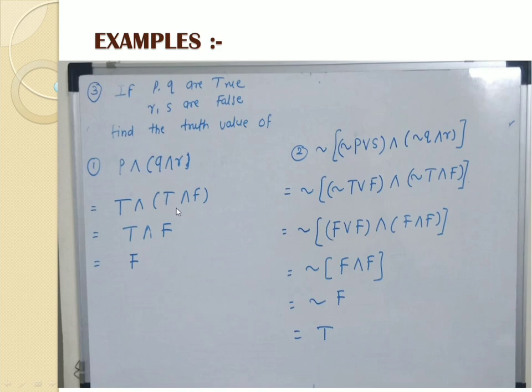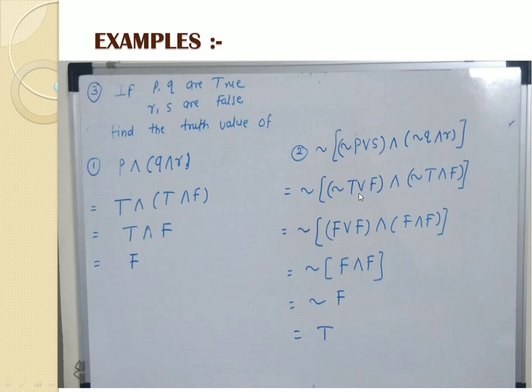Now first we solve the bracket. So T and F, and means conjunction. So using the property of conjunction, it is F. So T and F is equal to F. Next example: negation of (negation of P or S) and (negation of Q and R). Again we have to solve the brackets first, negation symbol as it is. Write down the value of P is T, S is false, Q is T, R is F. It is given in the example.